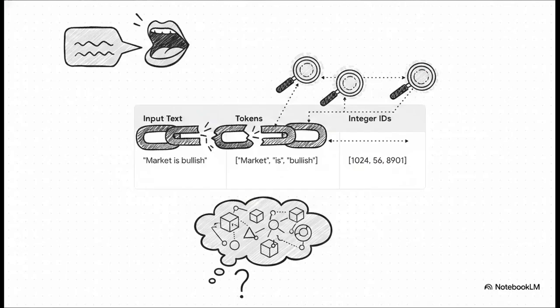Let's see this in action. It's pretty straightforward. The sentence "market is bullish" gets chopped up into 3 tokens. The computer then looks up each one and finds its unique ID number. So market becomes, say, 1024, is becomes 56, and bullish is 8901. But, and this is the key part, these are just labels. They're like name tags. They don't have any actual meaning yet.